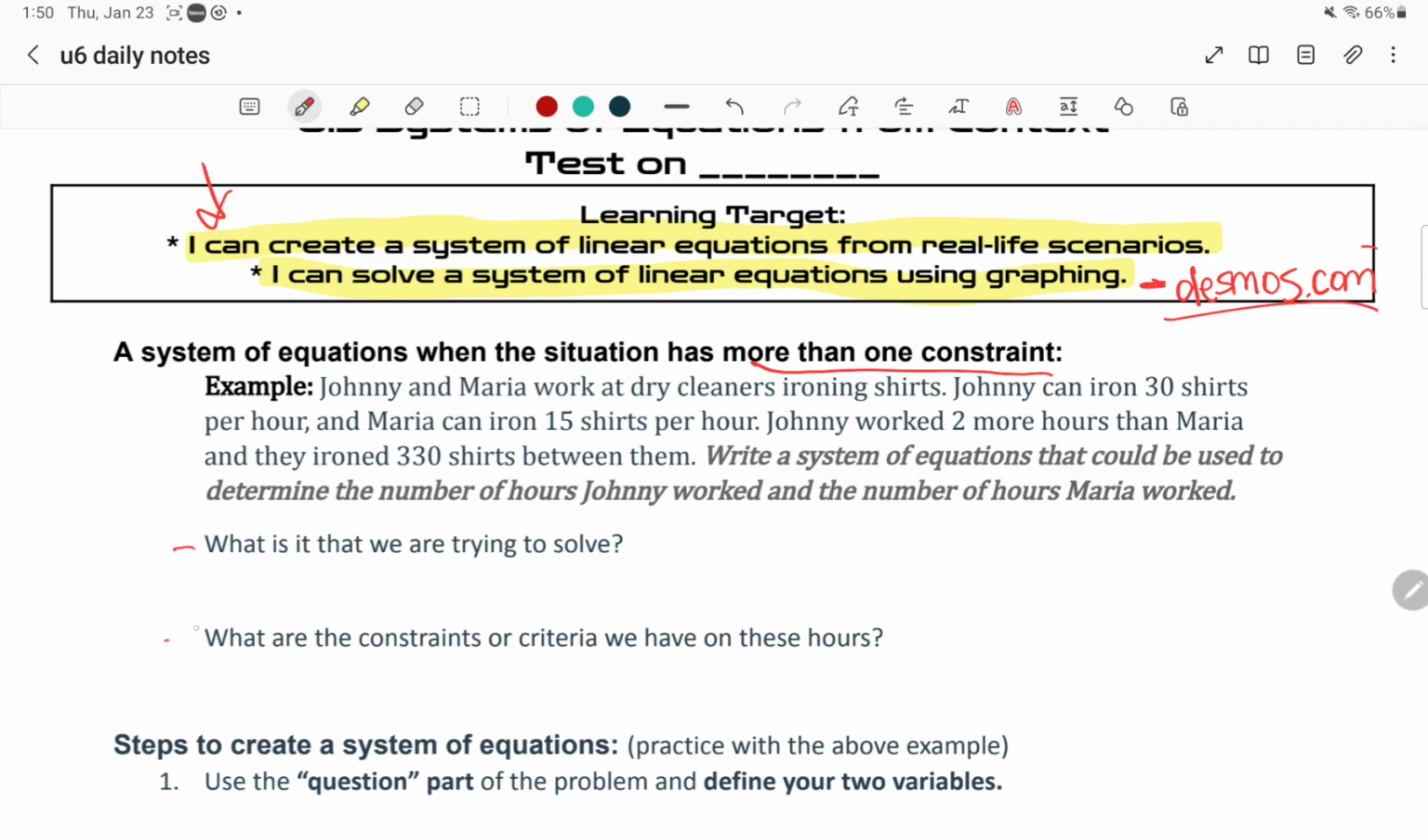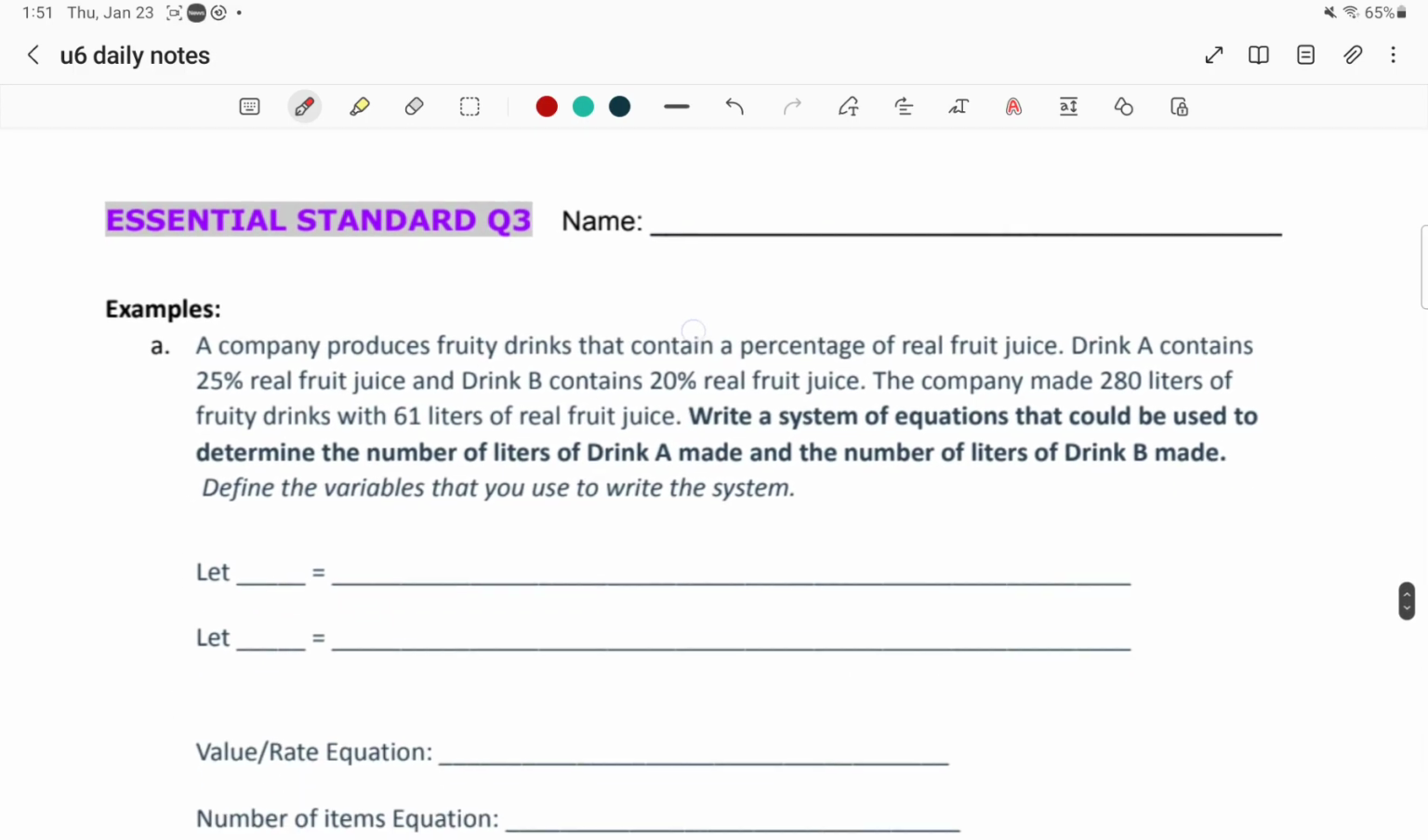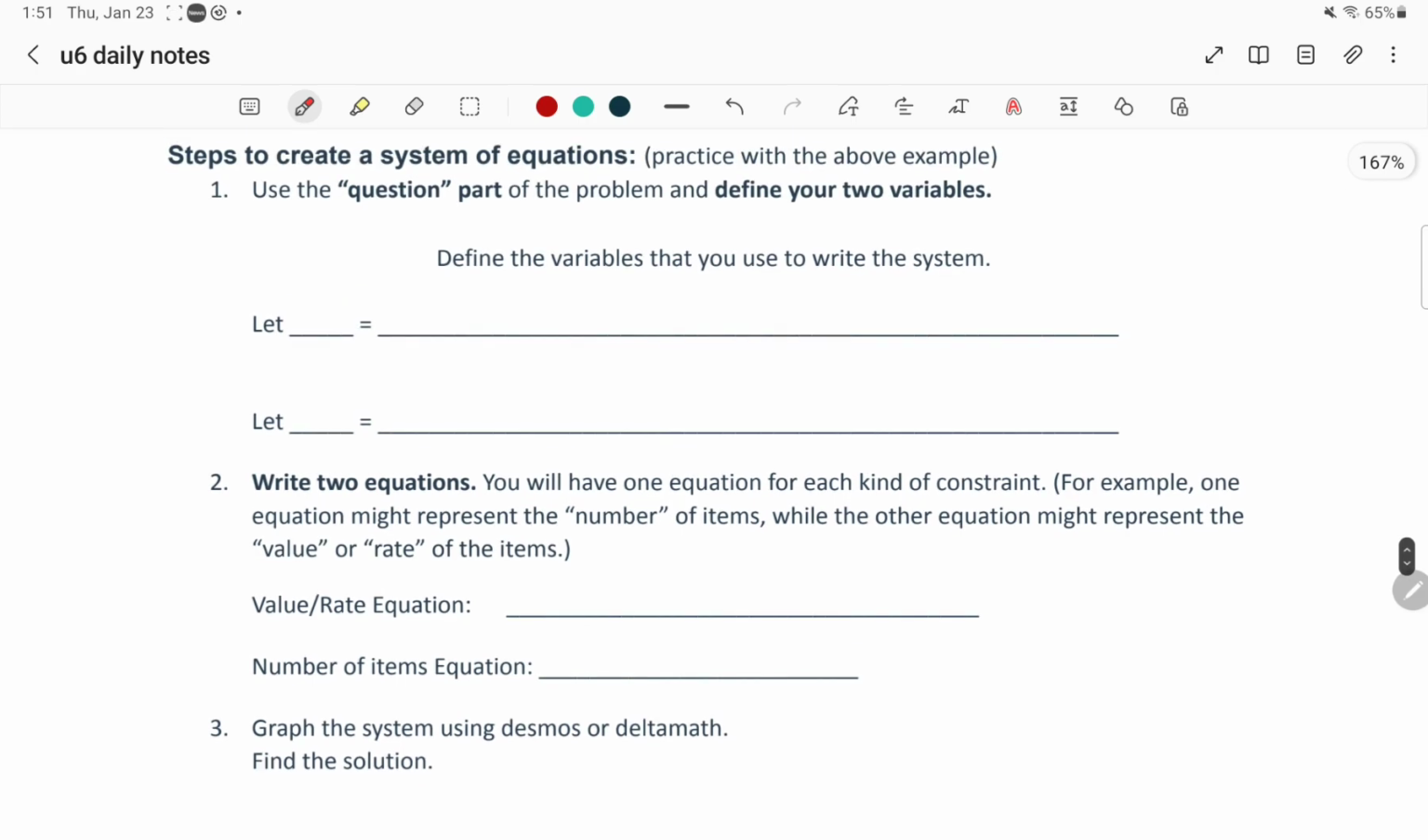So these are the questions that we have to ask ourselves. Every time I'm doing one of these problems, this is what's going through my head. What am I actually trying to figure out? And what do I know about these people? What I'm actually trying to figure out is the number of hours Johnny worked and the number of hours Maria worked. Fun fact, every problem that you do is going to say something like that: determine the blah, blah, blah. And that's what you're always trying to figure out.